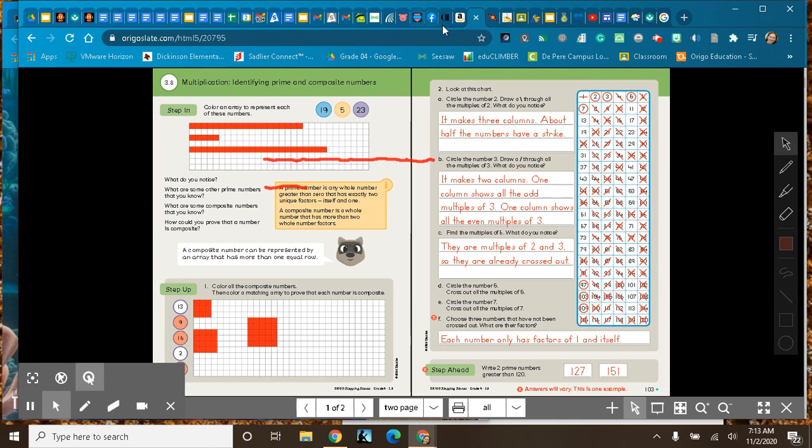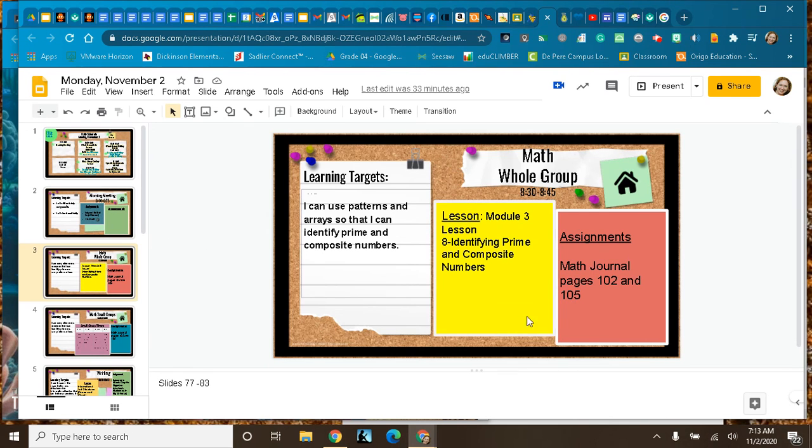So for your math journal pages today, the assignment is pages 102 and 105. And 105, I do not have a picture of to show you. 105 is just maintaining concepts. If I look in my math journal, 105 is ongoing math practice. So using the standard subtraction algorithm.